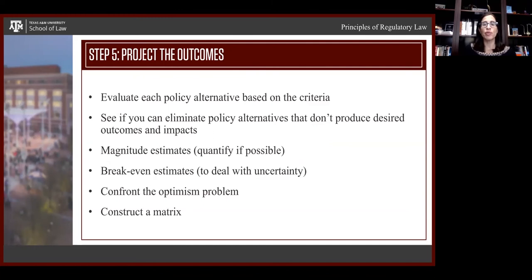The fifth step involves projecting the outcomes. So you want to evaluate each policy alternative based on the criteria that you've selected, to see if you can eliminate alternatives that don't produce the desired outcomes and impacts. If it's possible to quantify the magnitude of the impacts, that can be very useful. You may also want to do a break-even estimate, similar to the threshold analysis we discussed in Unit 1 under cost-benefit analysis. And you can construct a matrix to basically explore these different outcomes in a systematic way or visualize them.